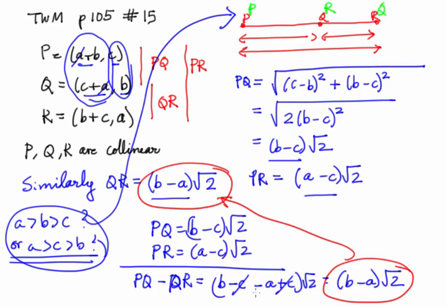Of course, all this will depend upon the signs of b minus c and a minus c. And as I told you, that will tell you in which order P, Q, and R are. So this is how this problem is solved.